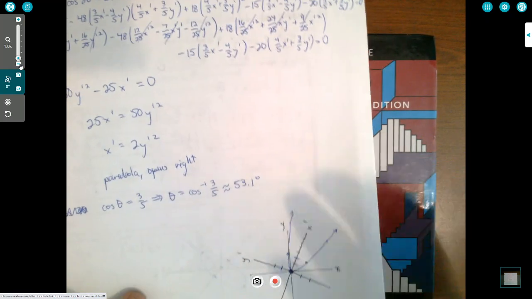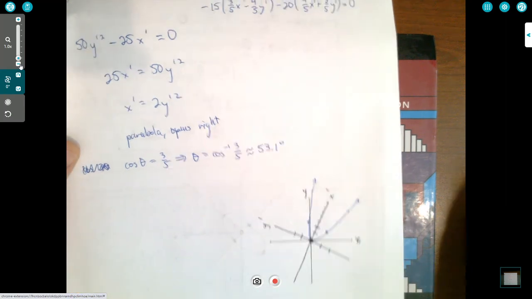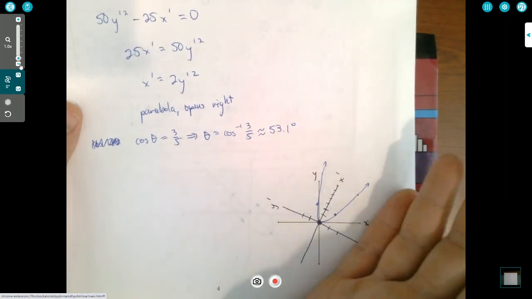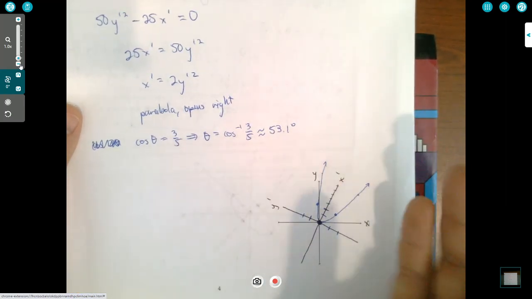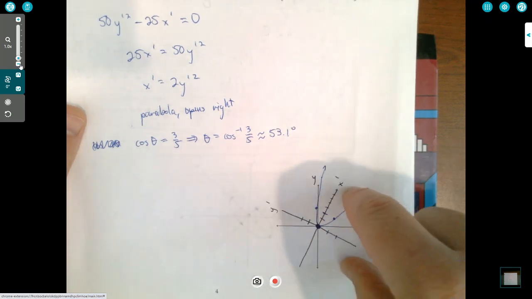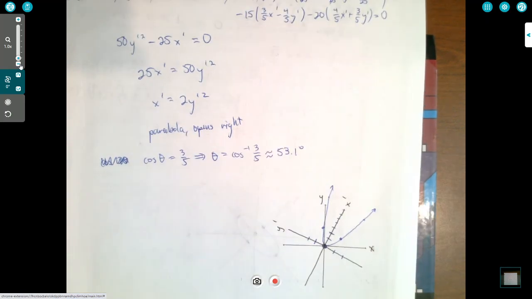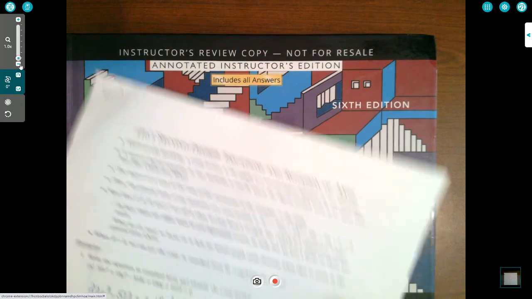Okay, so I get this kind of parabola. And so relative to my original axis system, it just looks like a parabola that's been tilted. Instead of opening right, it's been tilted up 53.1 degrees. Okay, that's how we take care of these beasts.